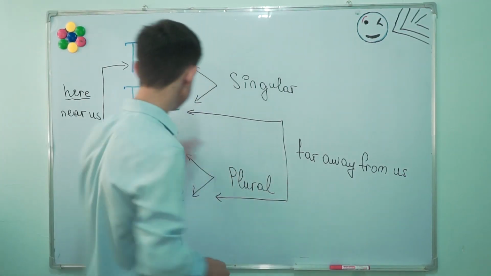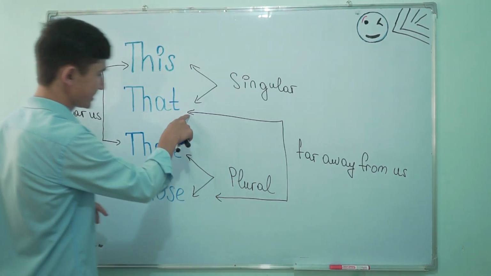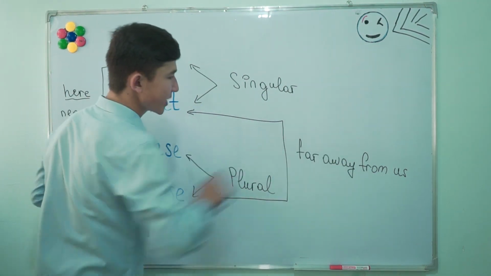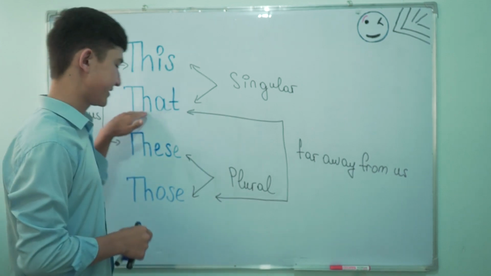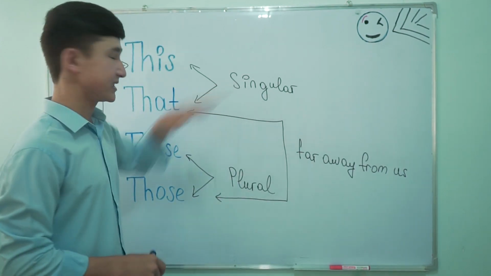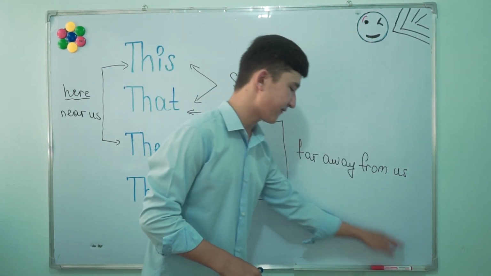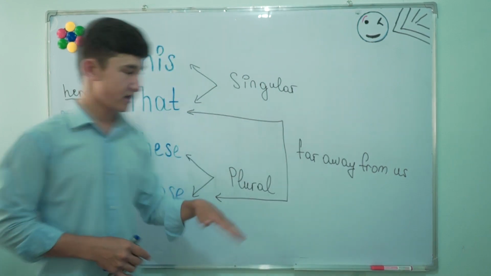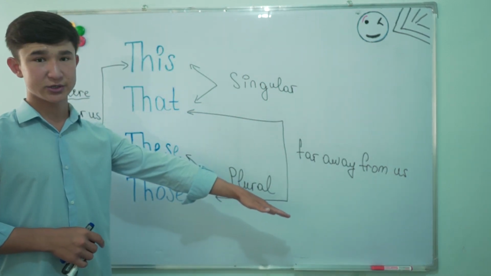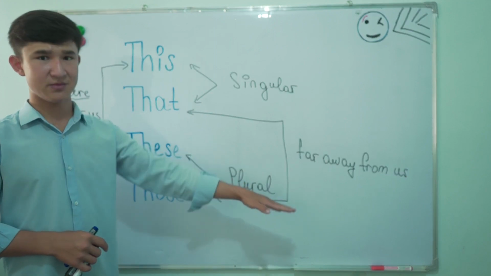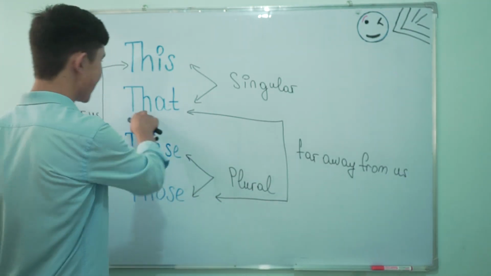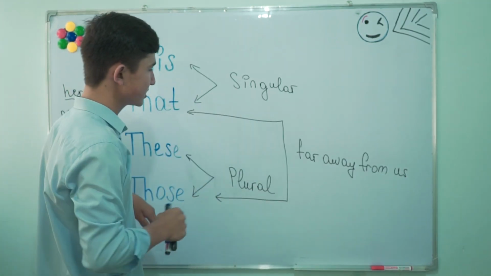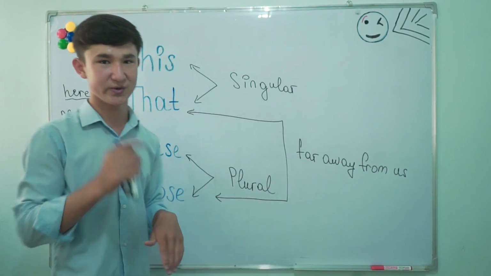Look at that one. That is far away from us, and that is singular. That is a marker. Why are we using that? Because that is singular and far away from us.